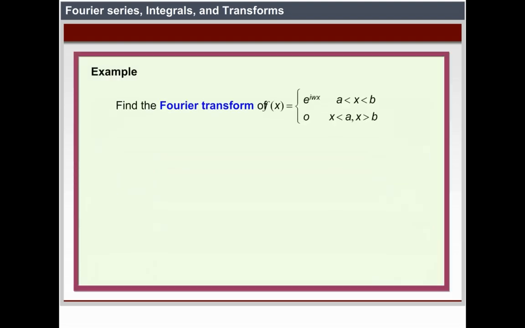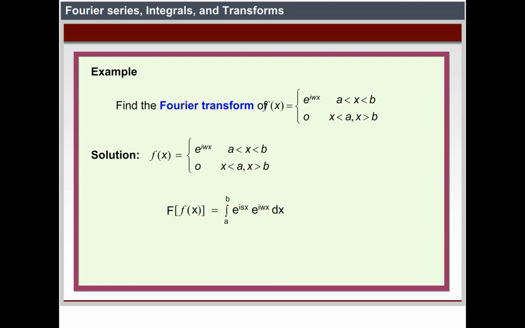Example. Find the Fourier transform of f of x equals e power iwx for a less than x less than b, 0 for x less than a and x greater than b. Solution. f of x equals e power iwx for a less than x less than b, 0 for x less than a and x greater than b.